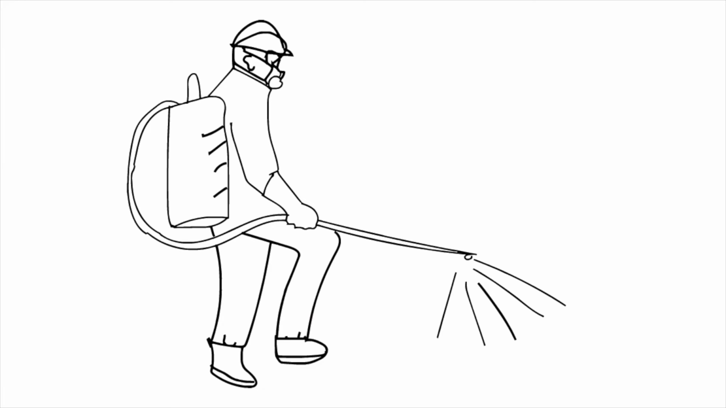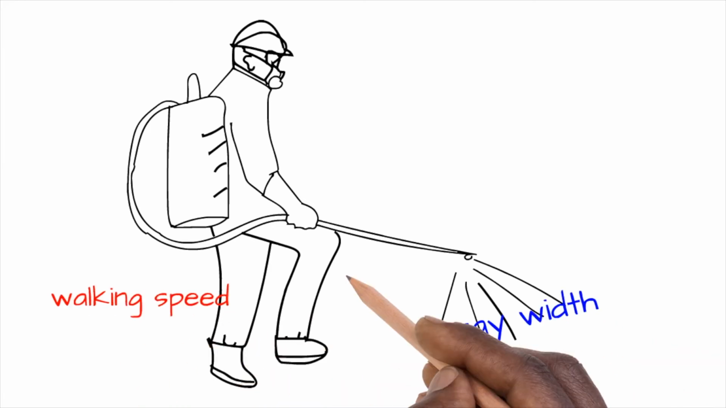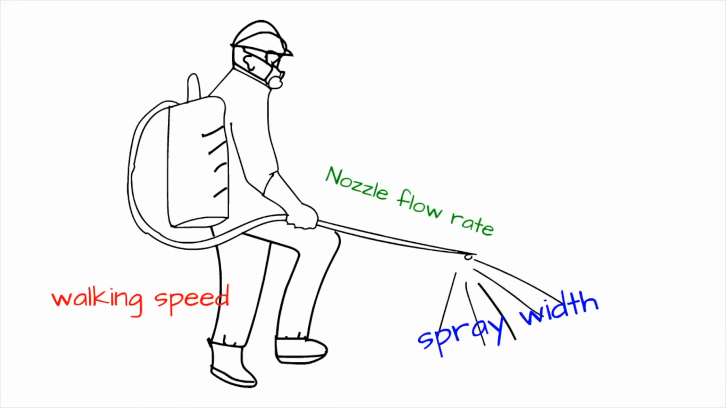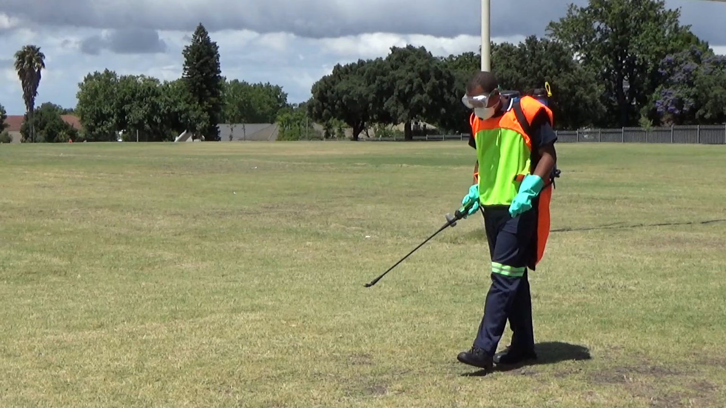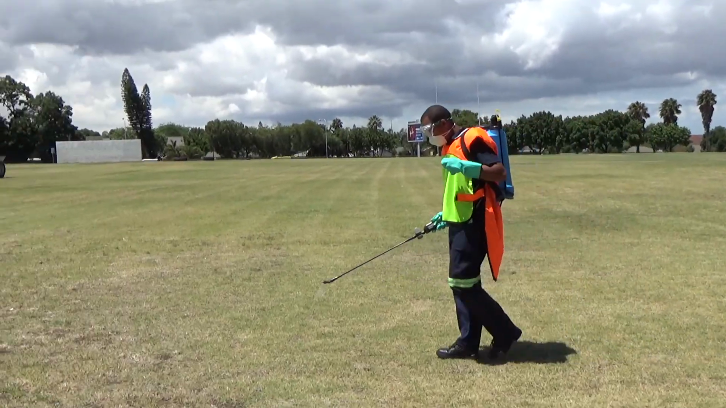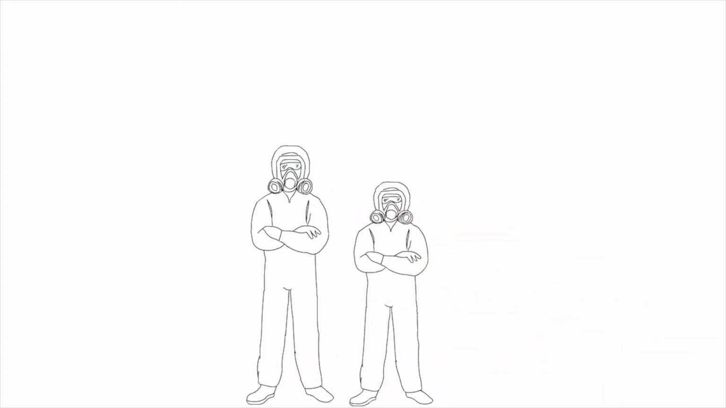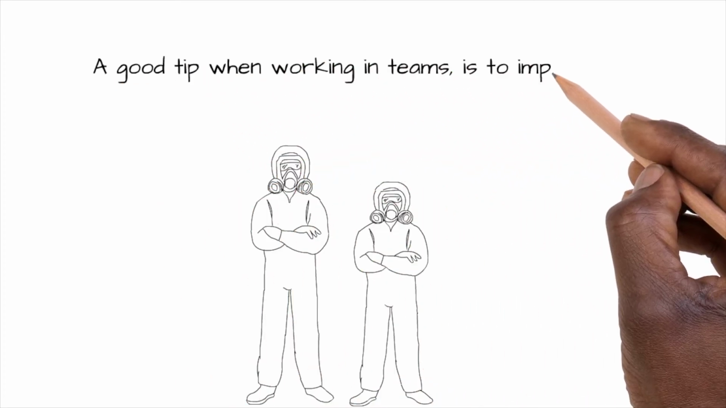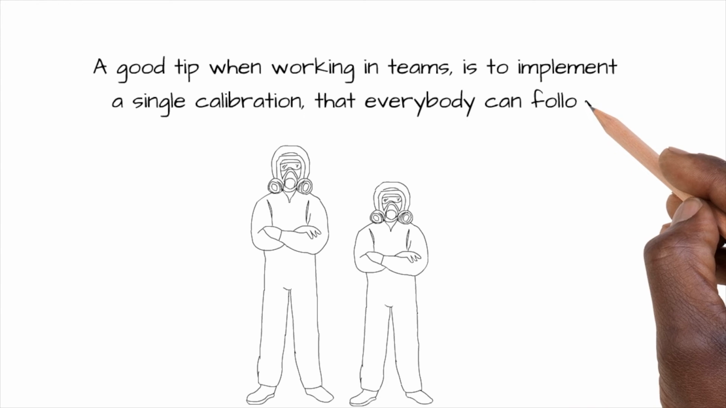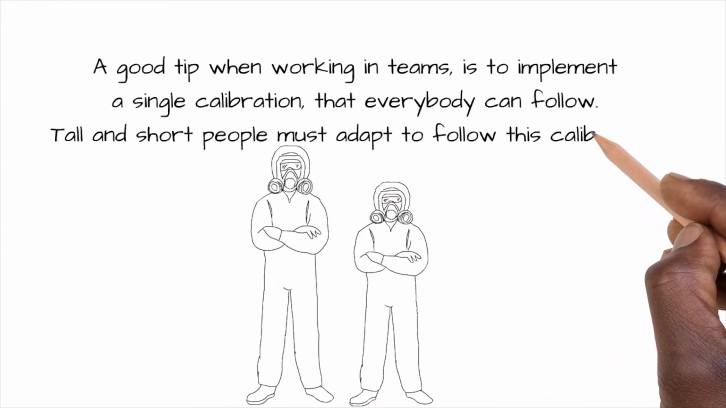Any deviation from the 3 calibration factors will lead to over or under dosing. An easy check afterwards to determine if you followed the calibration accurately is if the mixture is emptied exactly when the 100 square meters are covered. A good tip when working in teams is to implement a single calibration that everyone can follow. Tall and short people must adapt to follow this calibration.